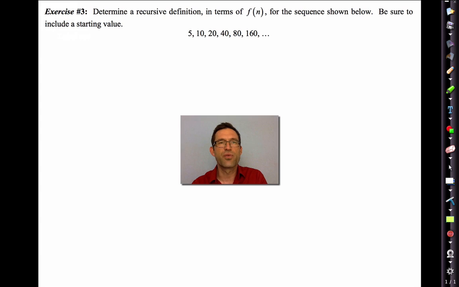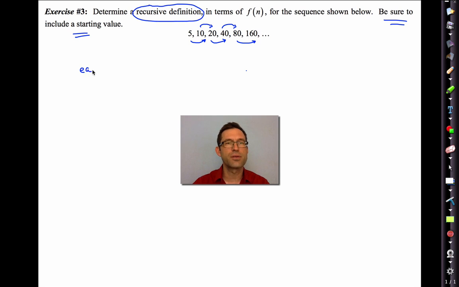All right, exercise 3. Determine a recursive definition. Okay, that means a definition where one term is based on the previous term or terms for the sequence below. Be sure to include, it's very important, be sure to include a starting value. All right, well, think about this a little bit. What's the pattern? How are we going from one term to the next? Sometimes that can be difficult, sometimes it can be easy. What are we doing?